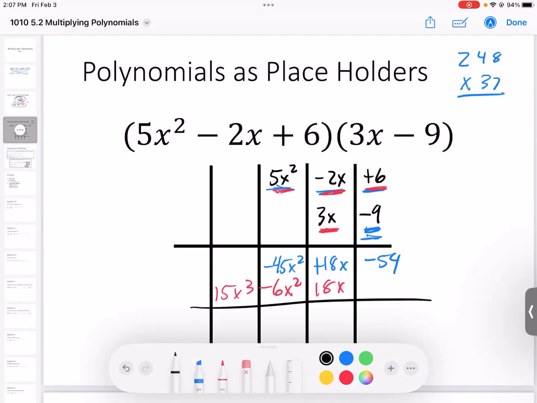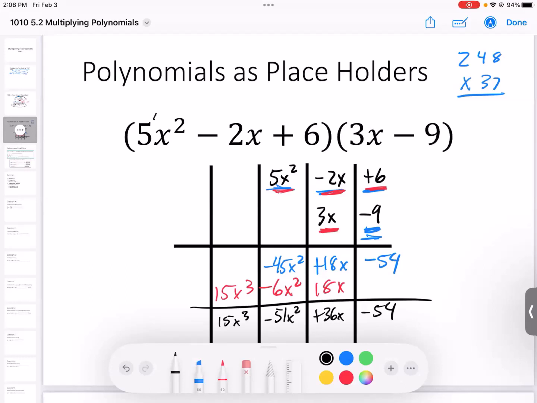And then one of the benefits of doing it this way is that the like terms automatically get lined up in the same place value columns. And so you would end up with 15x cubed minus 51x squared plus 36x minus 54. And it doesn't matter whether you use the place value method or if you just do the repeated distributing thing, because you end up with the same numbers.